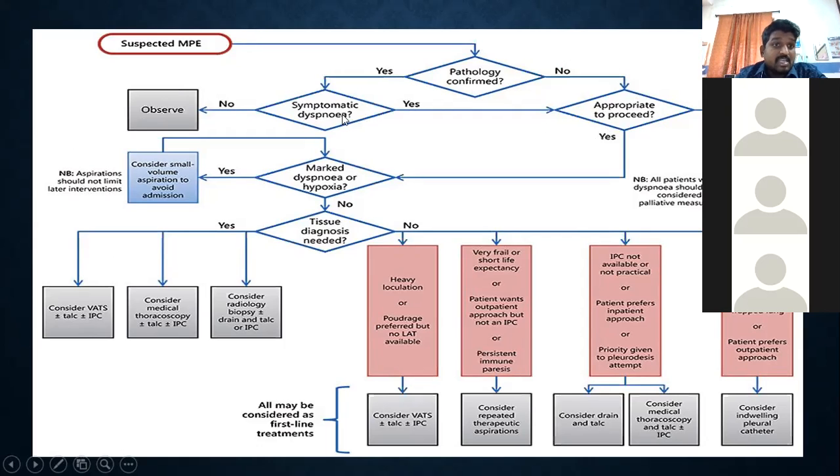If symptomatic dyspnea is there, then you can do a small volume aspiration. If the patient needs a tissue diagnosis along with the control of dyspnea, you can prefer three options: VATS, medical thoracoscopy, and of course, if you don't have VATS and medical thoracoscopy, still you can do a pleural biopsy. That's what I used to tell the PGs: not all the gadgets you need. Whichever material you have, you can do the procedure.